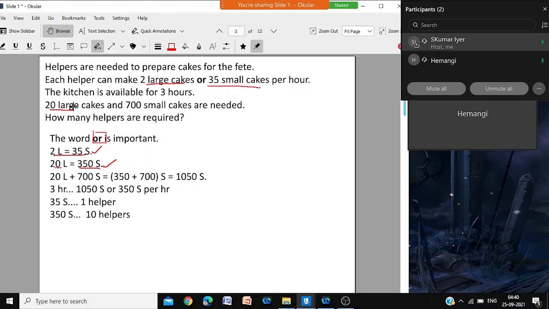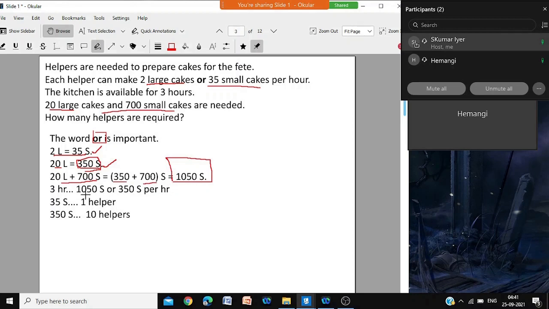So 2 large will be equal to 35 small, so just multiply by 10. 20 large will be equal to 350 small. So you need 20 large, which is equal to 350 small, and 700 small. And means plus. So 20 large is equal to 350 small, and in addition 700 small, that gives you 1050 small cakes.